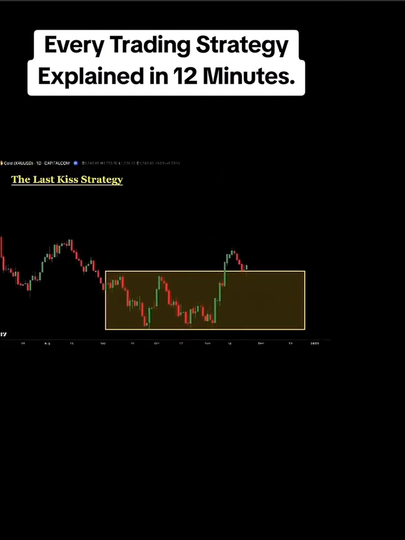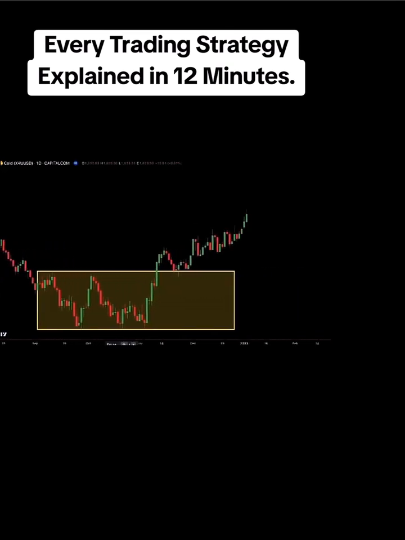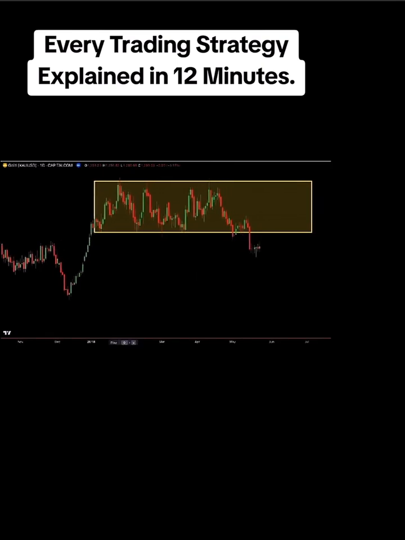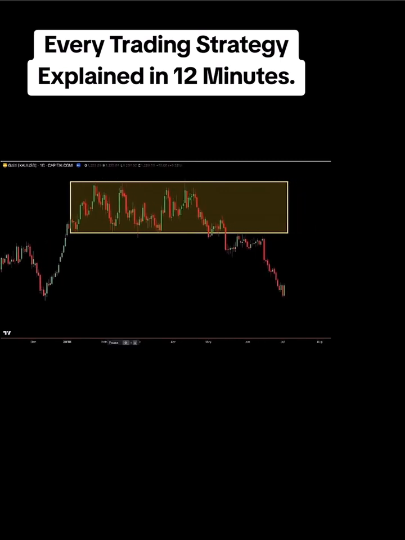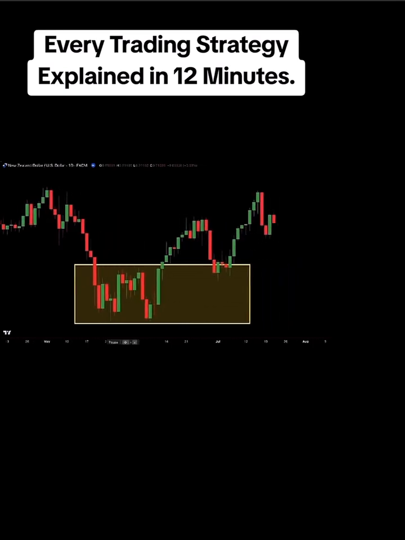The last kiss strategy. This strategy focuses on breakouts and retests in a ranging market. After the price breaks out, it retests the level before continuing in the new direction. In a bearish setup, the price breaks below support, indicating a downtrend. It retests the support as resistance, and if it holds, it confirms the breakout, offering an opportunity to enter a short trade. In a bullish setup, the price breaks above resistance, signaling a potential uptrend. It then pulls back to retest the resistance, now acting as support. If the support holds, it confirms the breakout, providing a chance to enter a long trade.